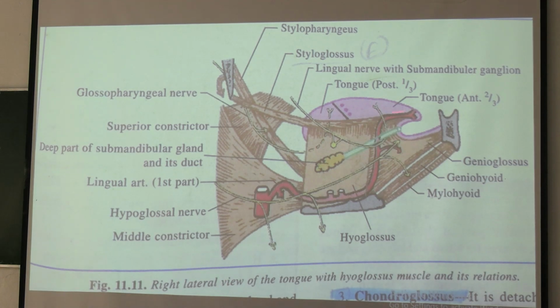And see the nerve supply. The anterior two-thirds is supplied by the lingual nerve, and the posterior one-third is supplied by the glossopharyngeal nerve, and taste sensation is carried by the chorda tympani nerve. And this is the hypoglossal nerve. The hypoglossal nerve is the motor supply to the muscles. The other two, the lingual nerve and chorda tympani nerve, are sensory nerves, and the hypoglossal nerve supplies the muscles of the tongue and helps in movement of the tongue.